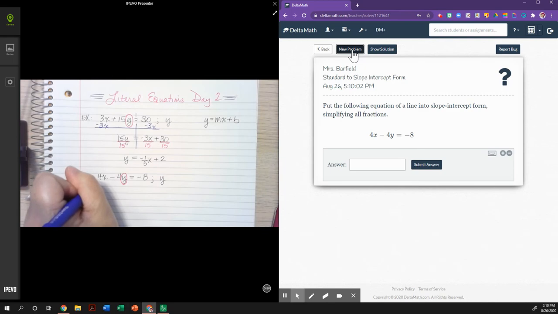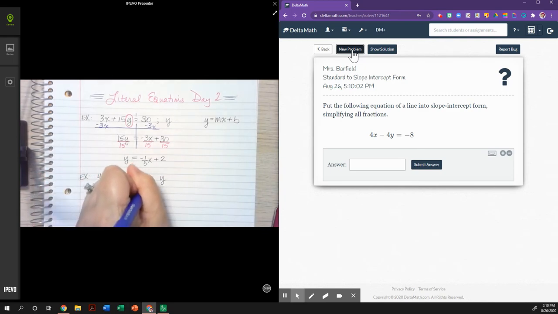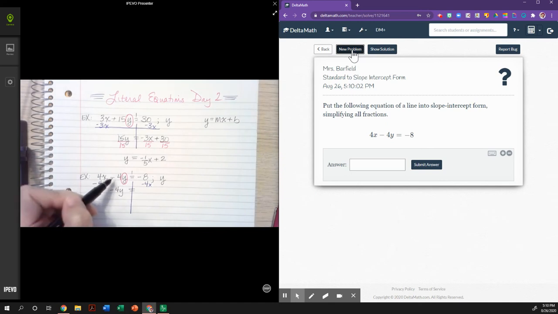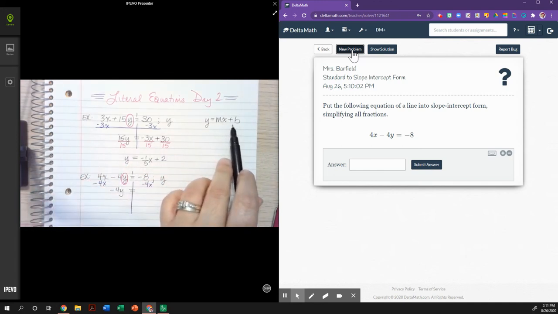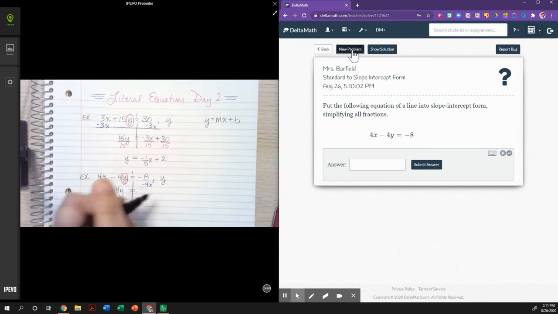If I want to get y by itself, I'm going to subtract 4x. So now I'm going to bring down this negative 4y equals. Make sure you bring that negative sign down. If you leave the negative sign here and you get to here with no negative sign, everything from here on out is going to be a mistake. I'm going to write the x term first because I want it to be mx plus b. So negative 4x and then minus 8 because it was a negative 8.